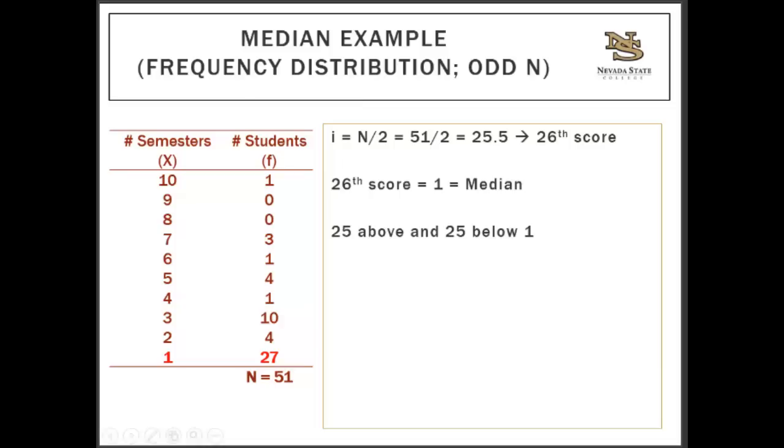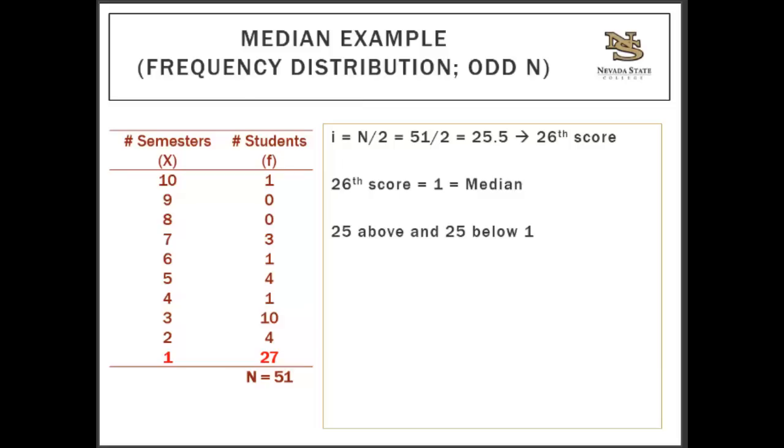Well, in this case, our population size is 51. 51 divided by 2 is 25.5. We round that up to 26. So our single midpoint is going to be the 26th score, either from the low end or the high end. Remember, you'll end up with the same score, no matter what. So the 26th score is 1, and that's our median. And we have 25 above and 25 below.